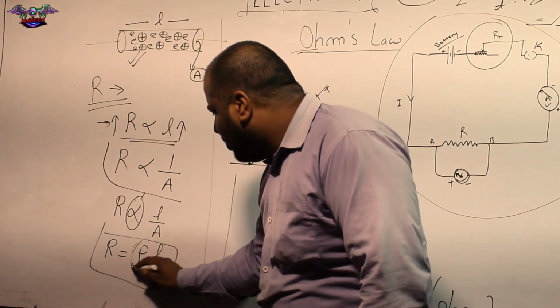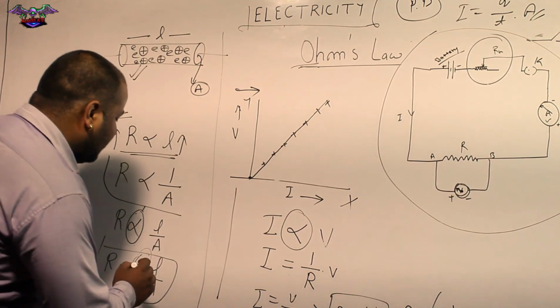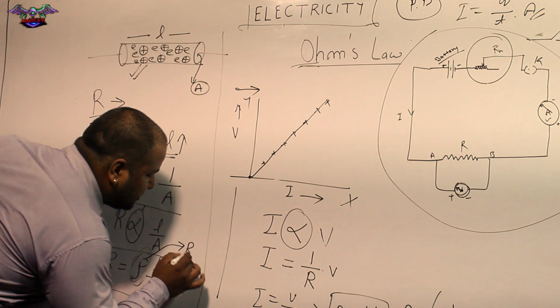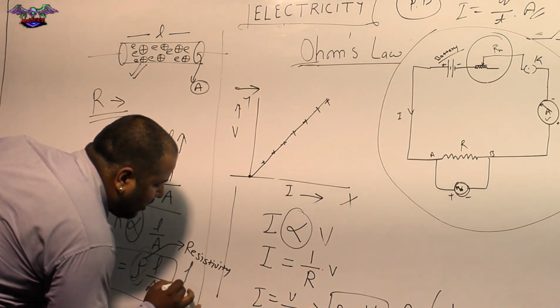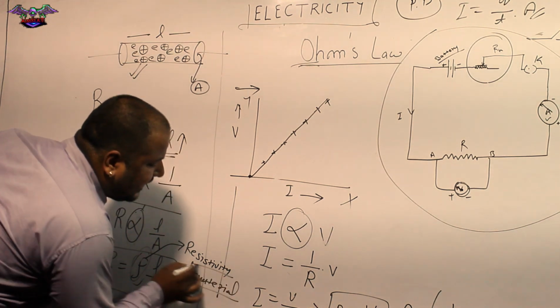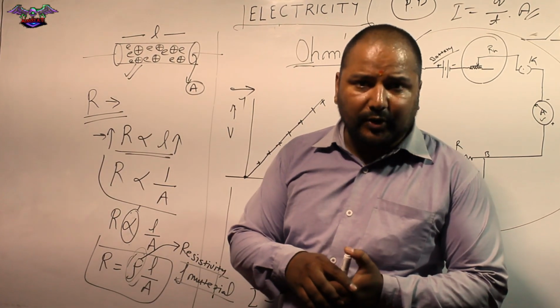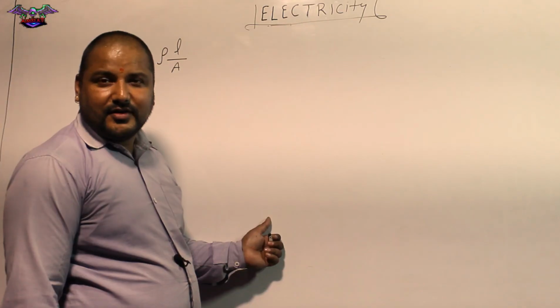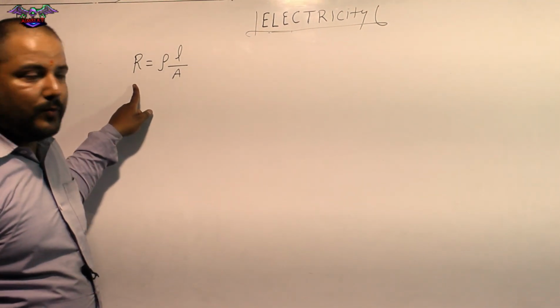Now, what is rho? Rho is called the resistivity of the material. Resistivity of the given material has specific values for different materials, different metals. Okay, got it? Now, the unit of resistance is ohm.